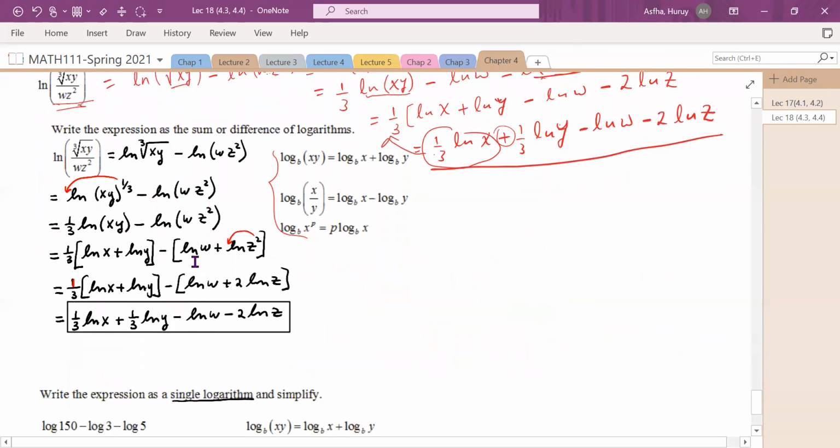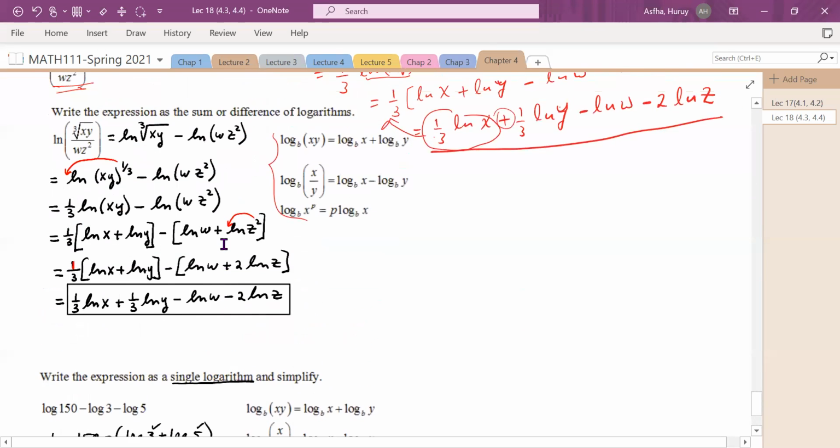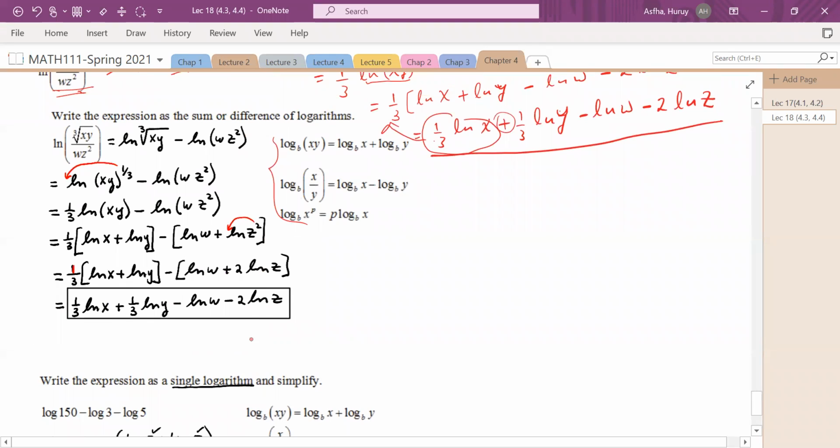All right, so we have one more example here, and this is to write this expression as a single logarithm and simplify it. So we have log 150 minus log 3 minus log 5. So let's start with this one. Well, we have a difference of two logarithms. First let's factor out this one. It doesn't have to be that way, but we can do that.